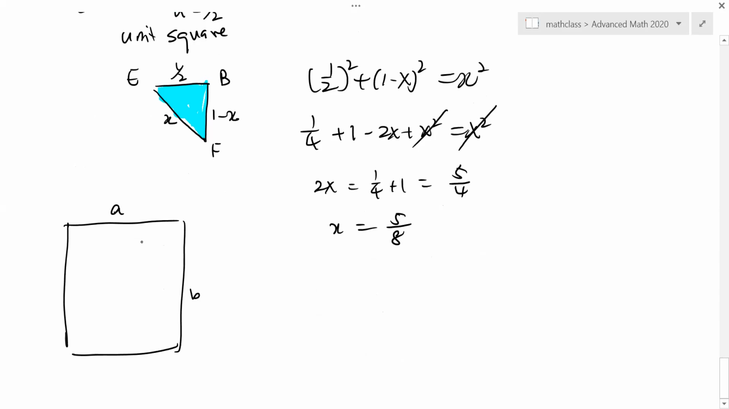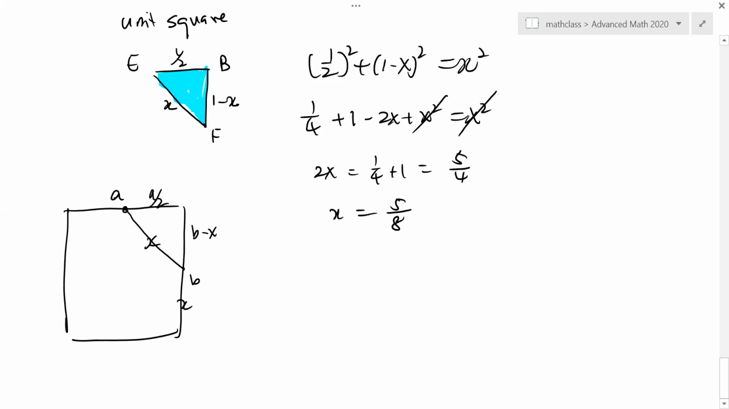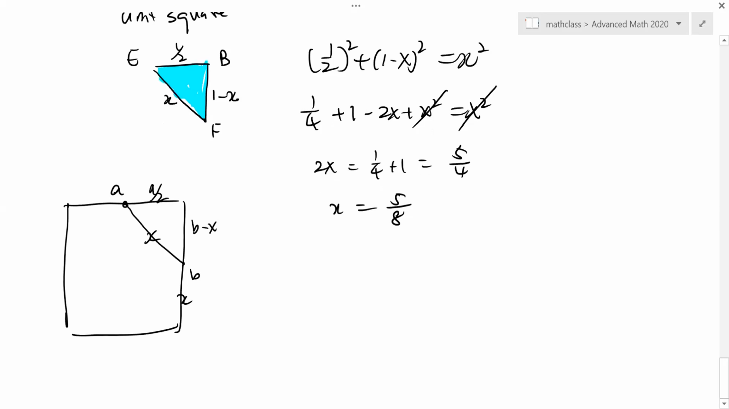Okay. Now, if I change the problem a little bit, here's A. That's B, right? And this is a middle point. And then I want to make sure this is X, right? So find X. And then this will be half of A. This will be B minus X. So you will get a slightly more general formula.